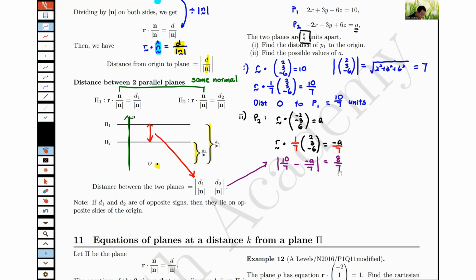Because of the mod, it will generate two equations for you. The first equation will be with the positive sign if you remove the mod. The second equation will be negative 8 over 7. So you can simplify both equations to solve for the a value.